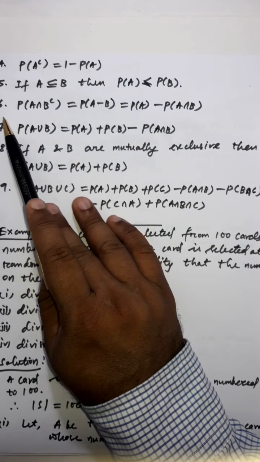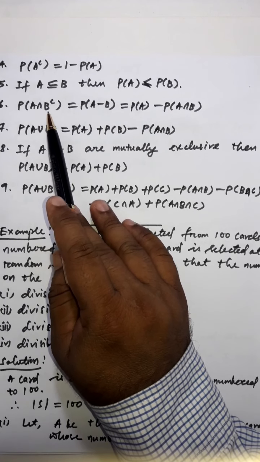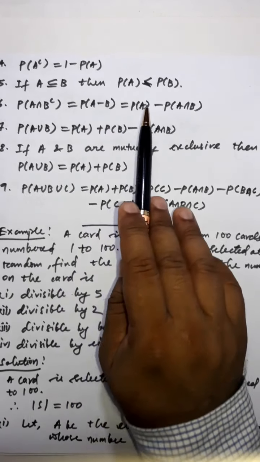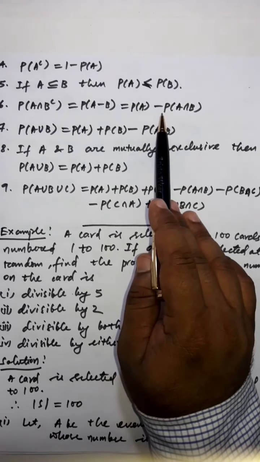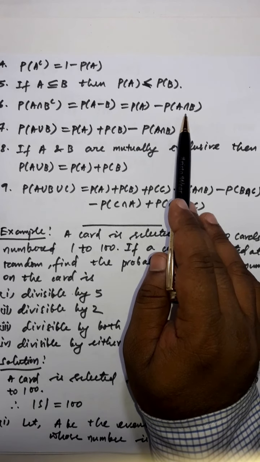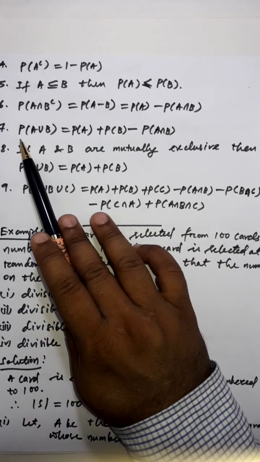Now the sixth property says that the probability of A intersection B complement is the same as the probability of A difference B, whose exact formula is probability of A minus probability of A intersection B. So this formula is going to help you a lot.